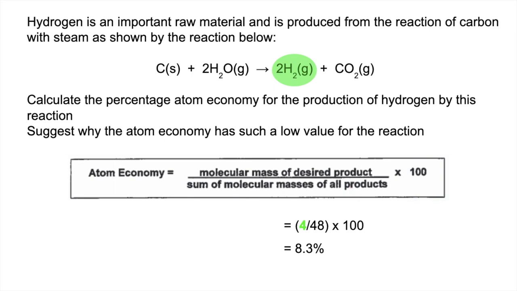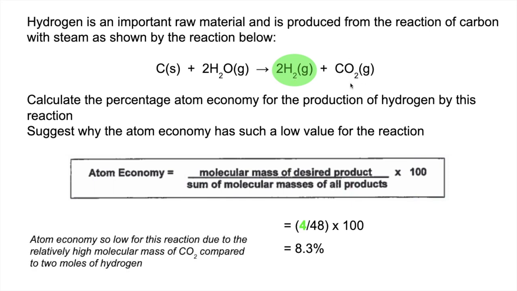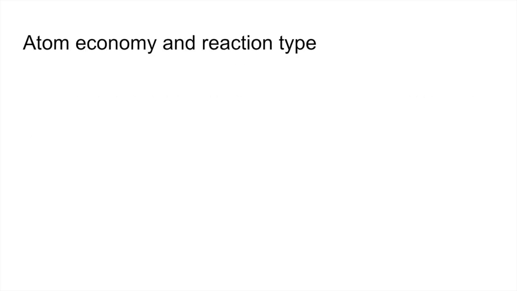So we've got to come up with a reason why the atom economy is so low for this reaction, and that's down to the relative Mrs of the desired product and the byproduct, the carbon dioxide. So carbon dioxide has a relatively high molecular mass compared to those 2 moles of hydrogen, and obviously that's going to affect the percentage and make it low. We'll just quickly look at atom economy and reaction type, and then we'll do some more calculations.